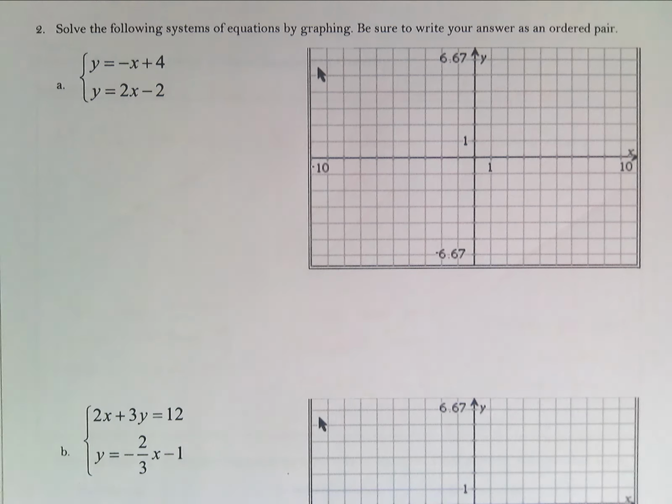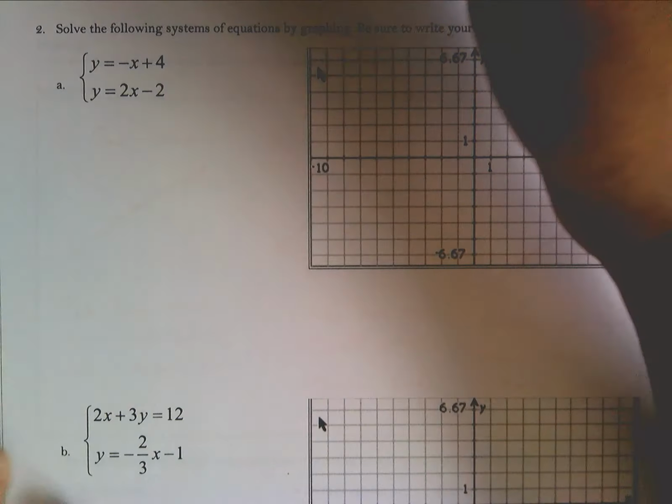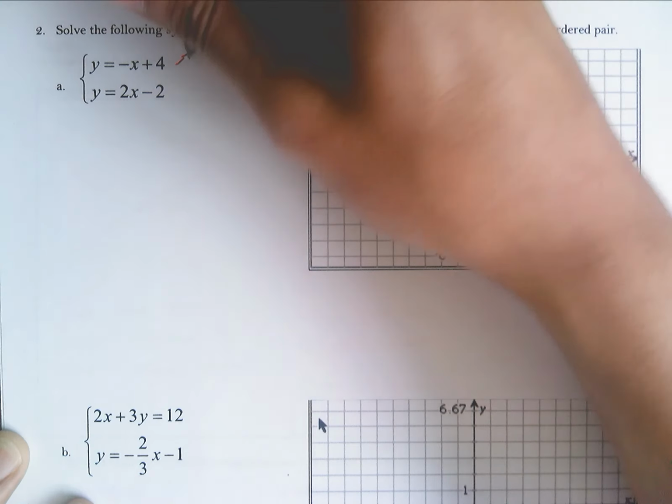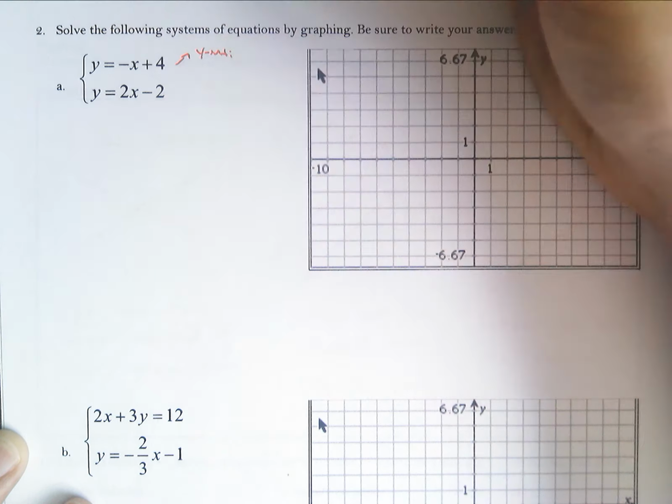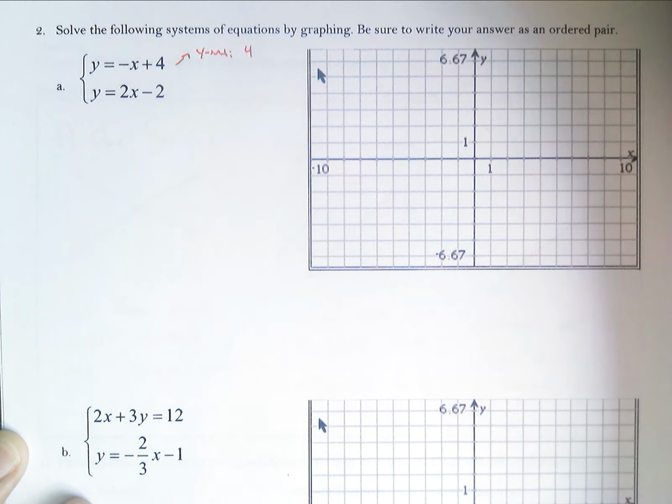All right, so next up I've got these two lines, y equals negative x plus 4 and y equals 2x minus 2. Now you might notice right away that each of these lines are in slope-intercept form. So let's take a look at this first one. We have y equals negative x plus 4. The y-intercept to this line is that constant at the end, the plus 4. So our y-intercept is 4.